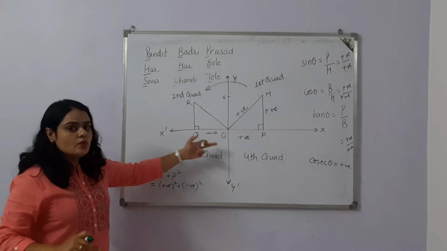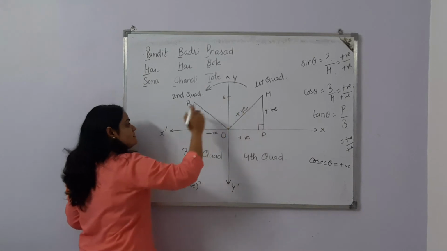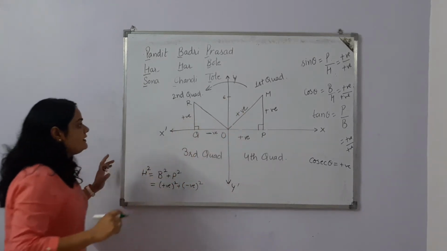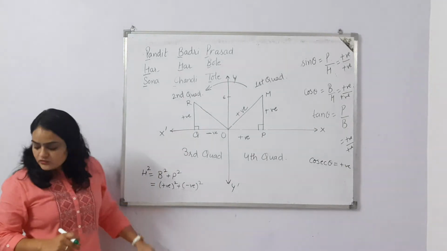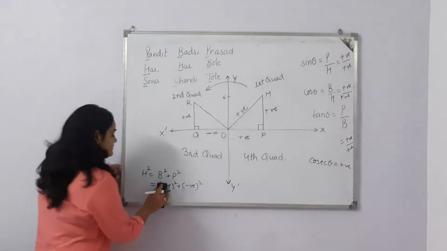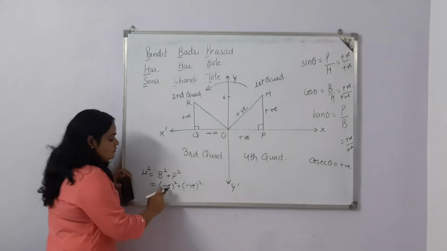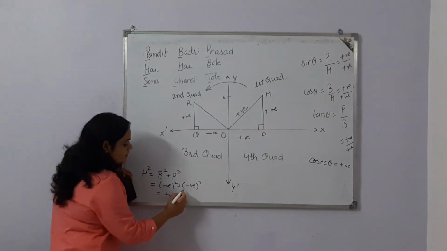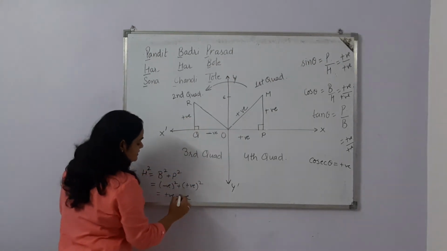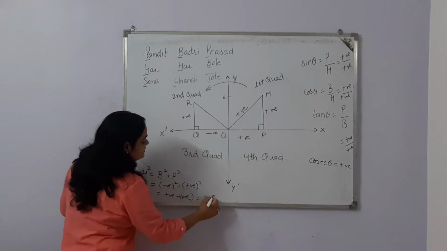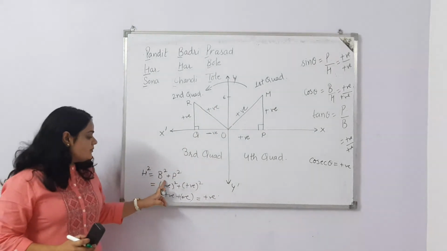So QO is the negative part of the x-axis, but RQ, which is parallel to the positive y-axis, is the positive part. And when we substitute in the Pythagoras theorem, what are we getting? Base is negative, this is the negative side of the x-axis, so negative square is positive, and this is the positive side, so positive plus positive, again we are getting hypotenuse always positive. So hypotenuse square is equal to base square plus perpendicular square.